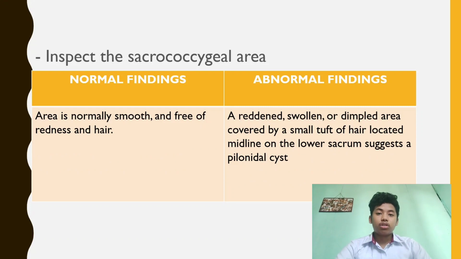Inspect the sacrococcygeal area. Inspect this area for any signs of swelling, redness, dimpling, or hair. For the normal findings, the area is normally smooth and free of redness and hair. For the abnormal findings, a red and swollen or dimpled area covered by a small tuft of hair located midline on the lower sacrum suggests a pilonidal cyst.